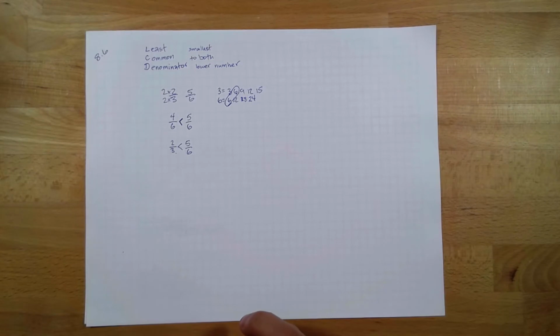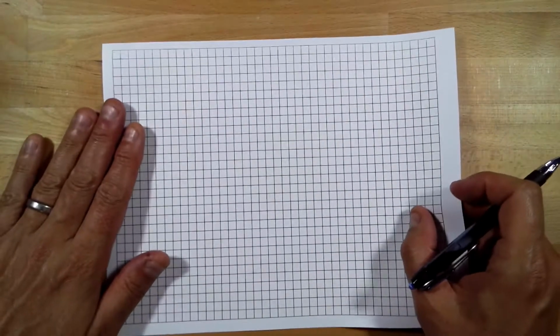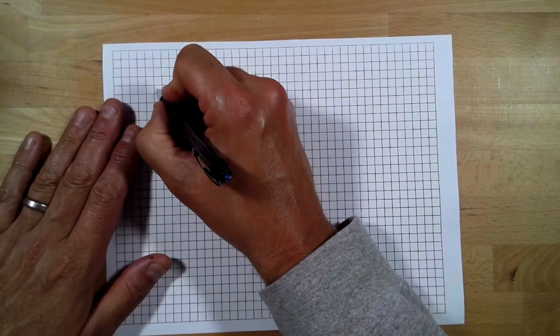I'm going to turn the page here to 584. And we're going to look at number 1. It says compare 1/5 and 1/3. Okay, so I'm going to put this down here. And it says compare 1/5.